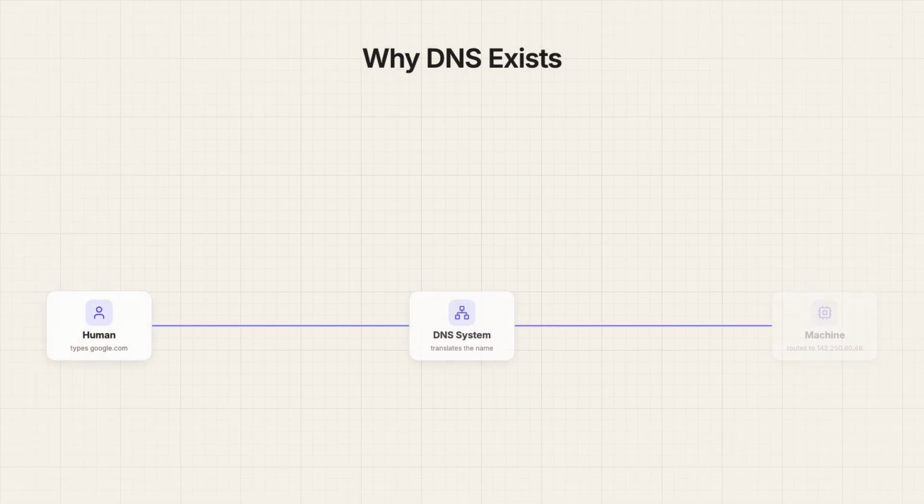Humans remember names like google.com, but routers and servers only understand numbers called IP addresses. DNS, the domain name system, is the global phone book that sits in between. You hand it a name, it hands back a number, and your computer can finally make a connection. Without DNS, you would need to memorize a raw IP address for every site you visit.